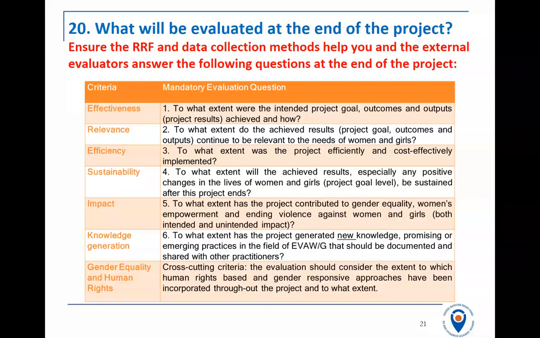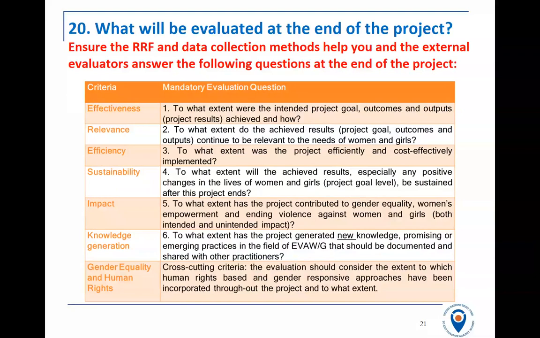For example, the first question an evaluator will have to answer about your entire project at the end of the project is, to what extent was the project goal, outcomes and outputs achieved? Now, if you haven't written those goals, outcomes and outputs very well, if that goal outcome is not clear, if they were overambitious, then there's no way the evaluator can reflect and assess your project fairly.